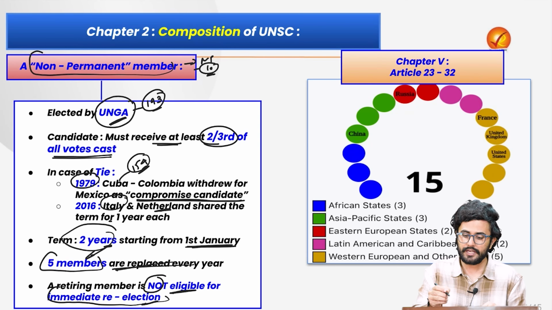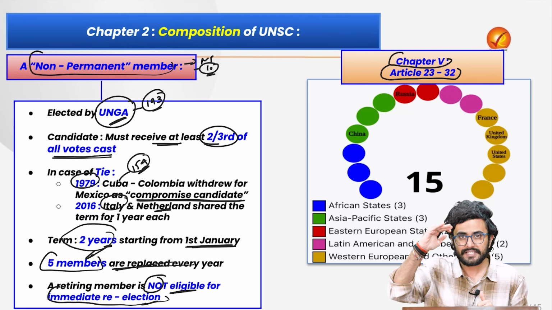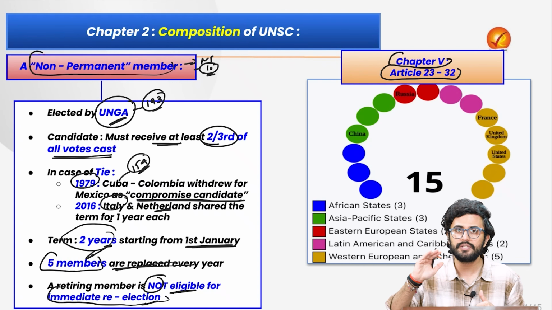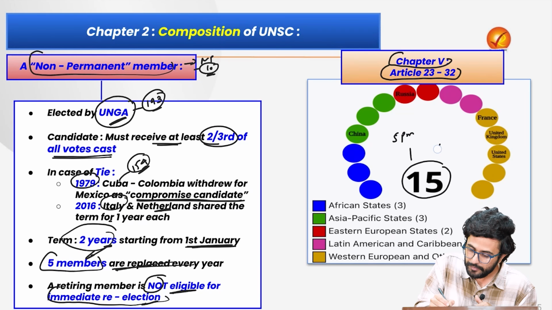Thus, in this way, Chapter 5, from Article 23 to 32, establishes the United Nations Security Council's functions, consisting of 5 permanent members and 10 non-permanent members.